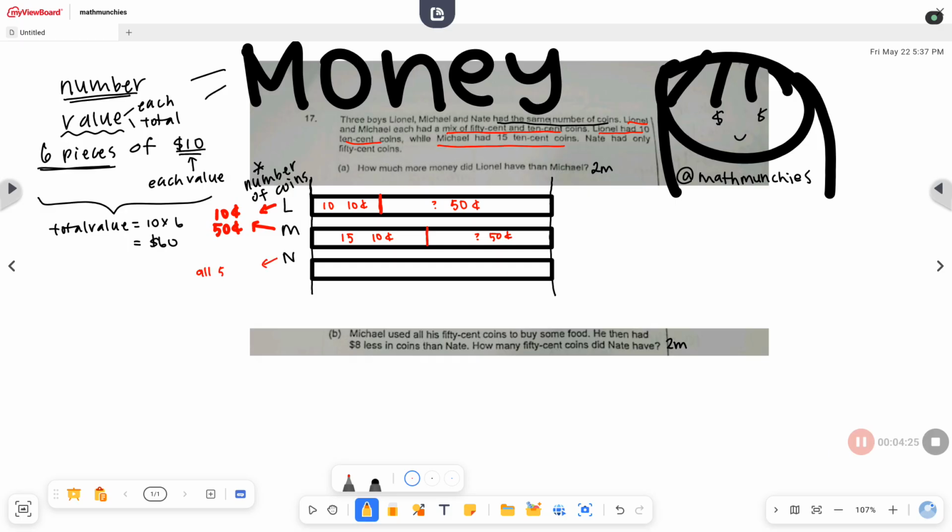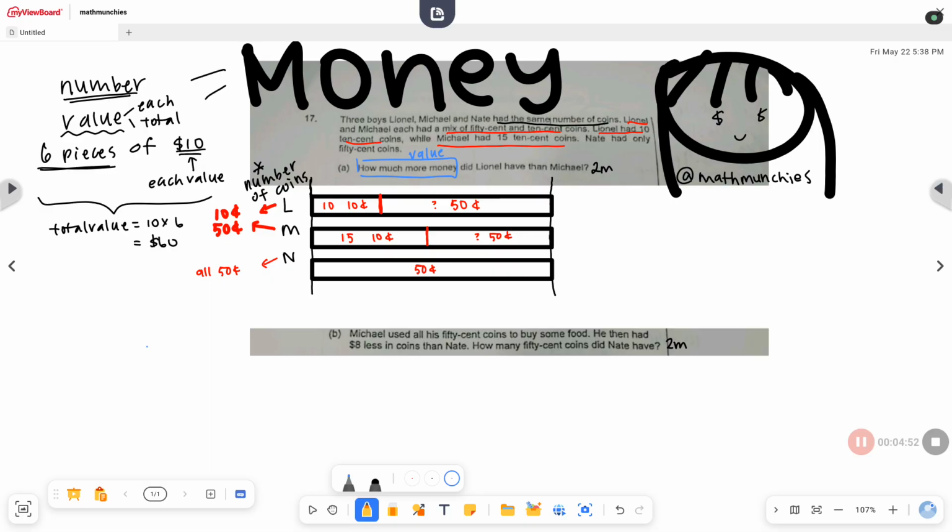All 50-cent coins, right? So Nate is all 50 cents. Everything. So far, so good? Okay, but now, question A. What did question A ask for? How much more what? Money. Did they say the number of coins? No. That means this question is asking about the value, not the number.